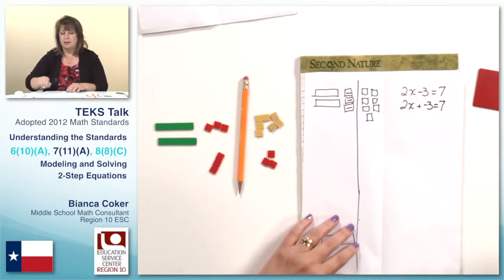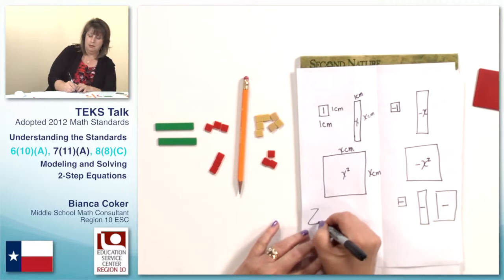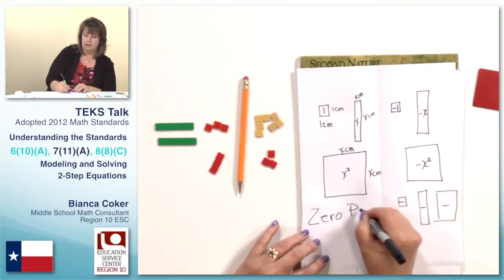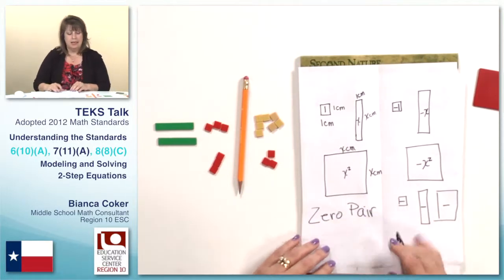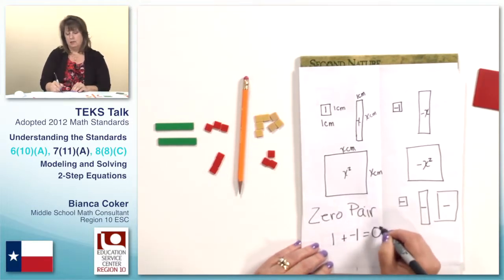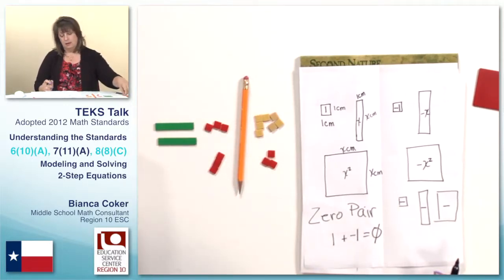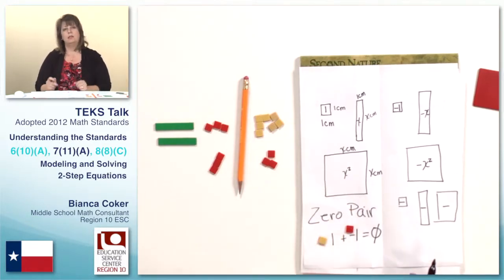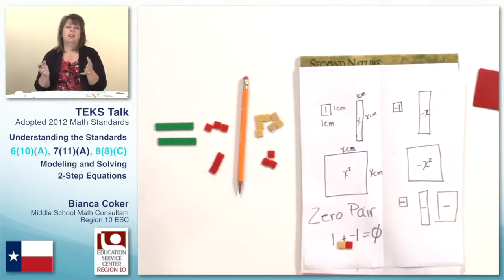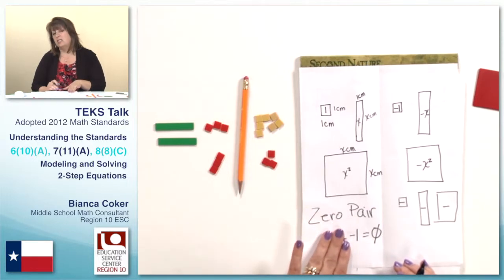Well, this brings up the concept of, ready for it? Zero pairs. And that's the idea that when I have a number plus its opposite, the answer is 0, right? So if I have a positive 1 and a negative 1 together, that's 0. So if these two together are 0, then it doesn't matter. Again, that identity property. I can add these all day, and this doesn't change anything.